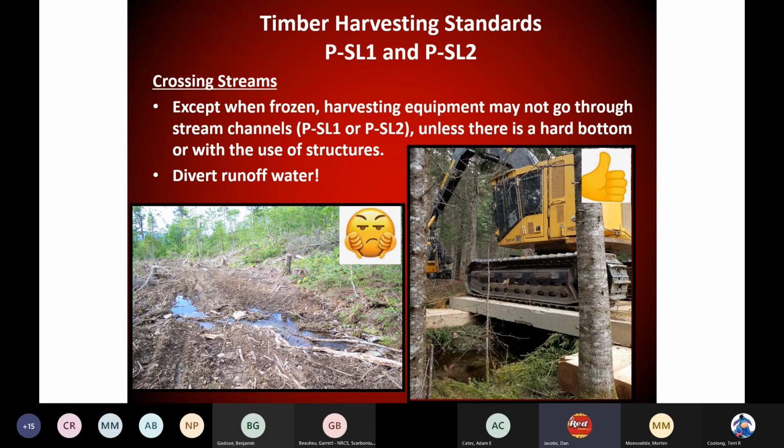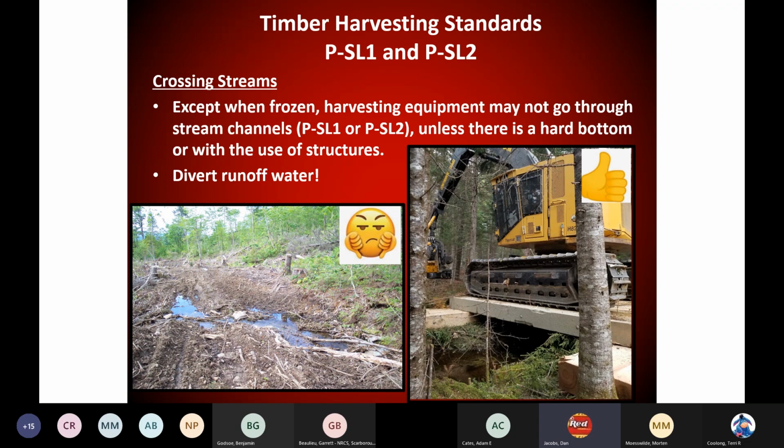Okay, so another thing I'd like to speak about is timber harvesting in relation to temporary stream crossings with PSL1s and PSL2s. Like Adam said, there can be no damage to a stream channel when a temporary crossing is done. And we define a temporary crossing as one being in place for less than 7 months. You can read what I've got here, but essentially you need to do your crossings either on frozen ground, and if not on frozen ground, then you should be using a structure.